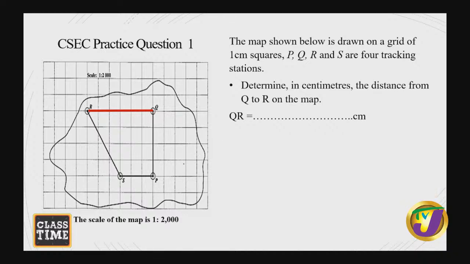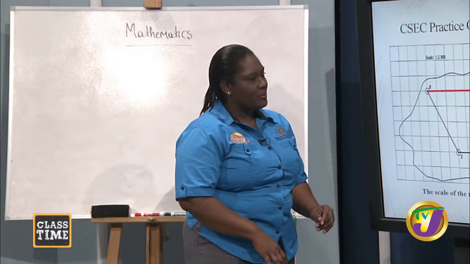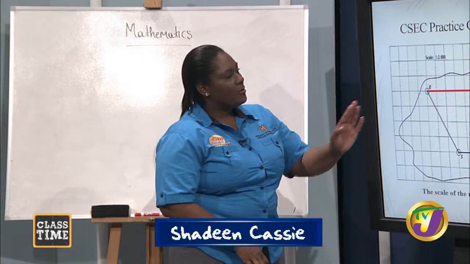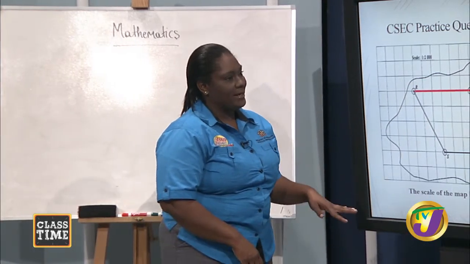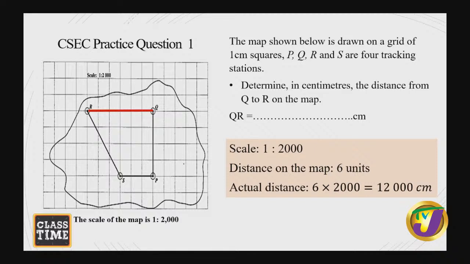Okay, so let's go ahead. The scale is on the board, but based on what the question is asking, we really don't need to use the scale just now, because it's a direct question. It says that we are to determine in centimeters the distance from Q to R, and it's highlighted with red. So we just go ahead and count. Simple. So you get your mark.